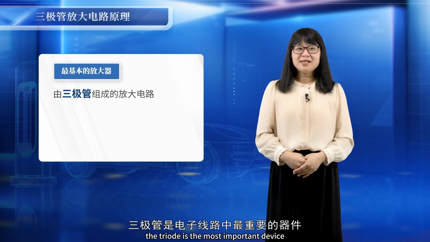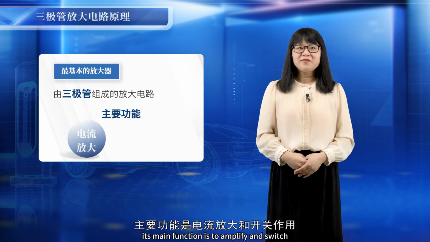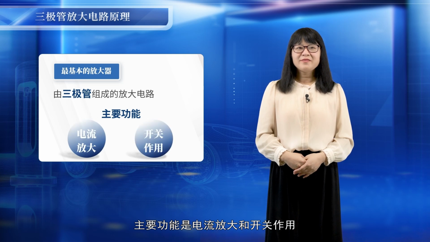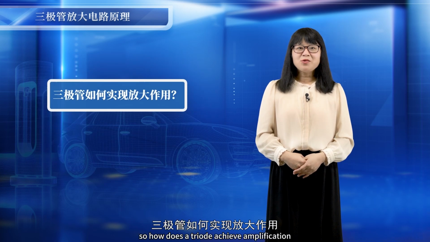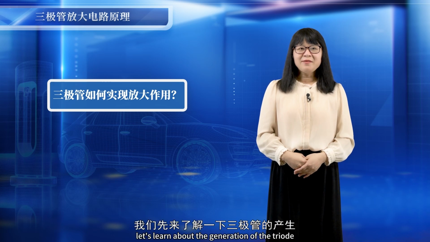The triode is the most important device in electronic circuits. Its main function is to amplify and switch. So how does a triode achieve amplification? First, let's learn about the generation of the triode.